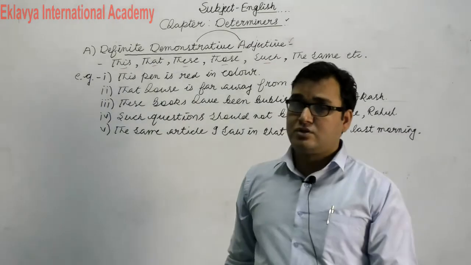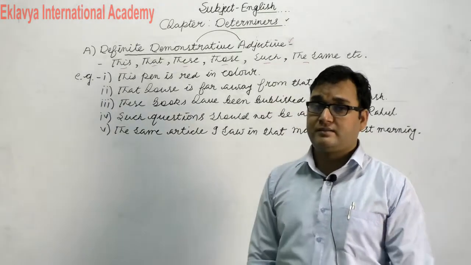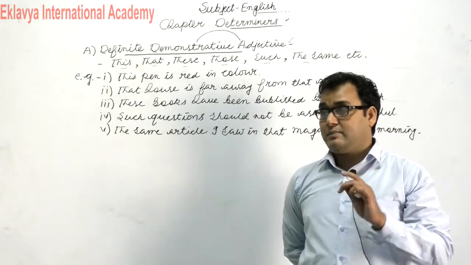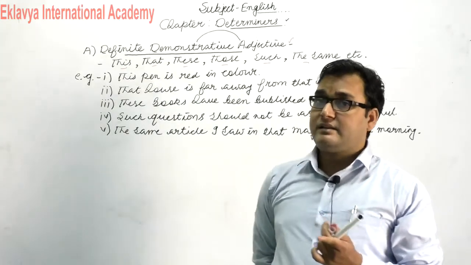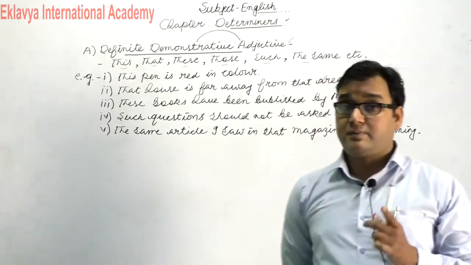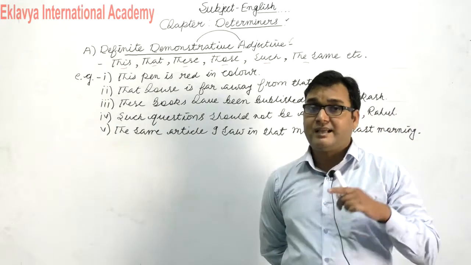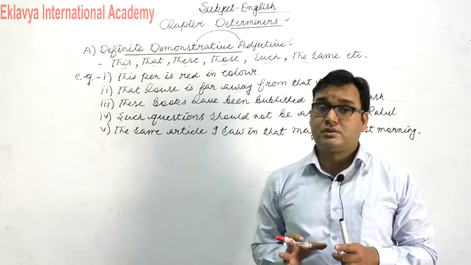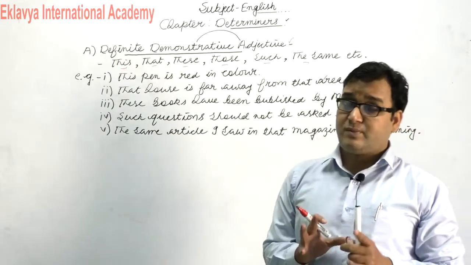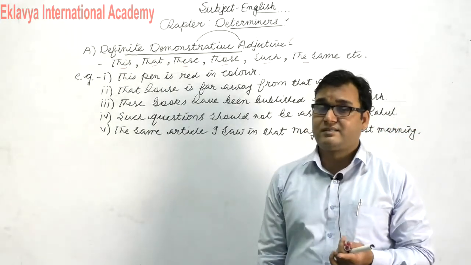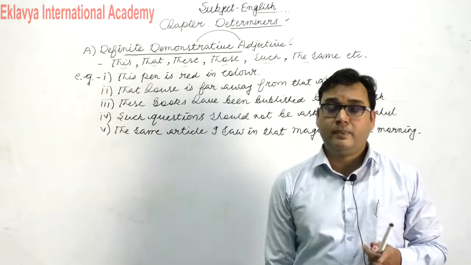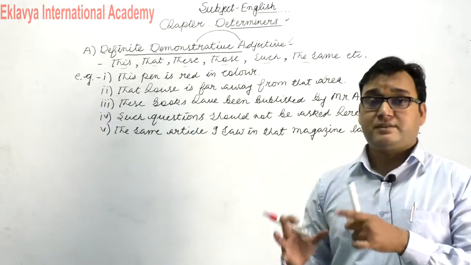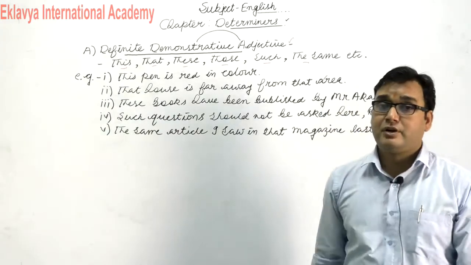When we speak about the use of adjective in a sentence, we have two kinds of use of adjective: the first one is predicative use of adjective, and the second one is attributive use of adjective. When an adjective is used just before a noun in a sentence, it is known as attributive use of adjective. Or when an adjective is used in the predicative part of a sentence, it is known as predicative use of adjective.